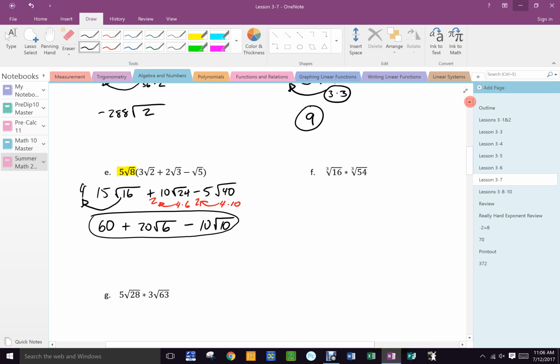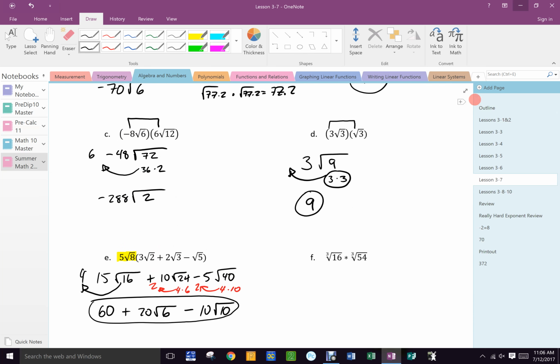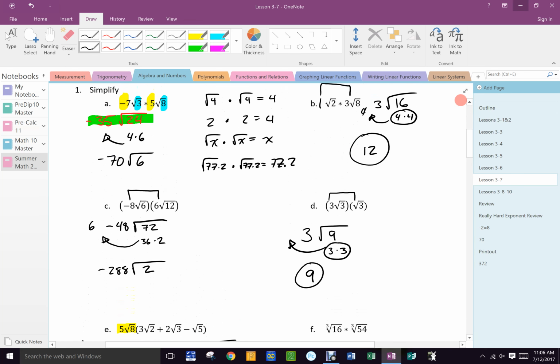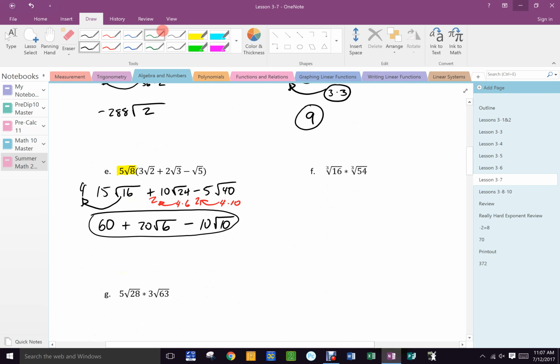Okay, Ekti, did you understand up here when we went 3 times 8? Because radicals go with radicals. That's why I'm using colors. You get that? Okay. So down here, radicals go with radicals. 8 multiplies by 2 to get 16. 5 multiplies by 3 to get 15.